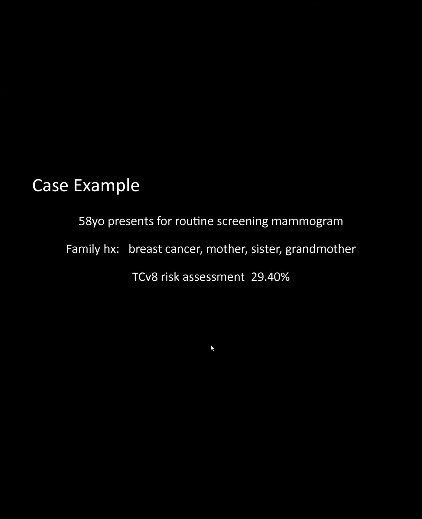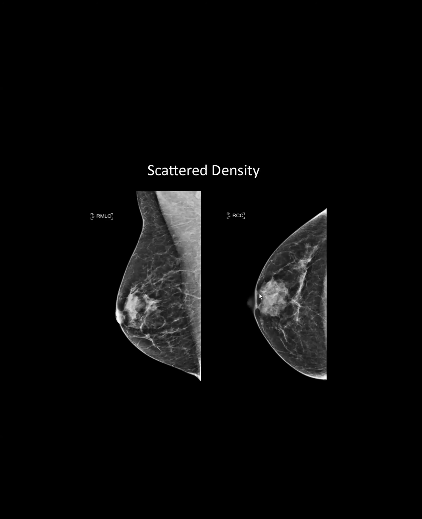So another case example, a 58-year-old female presents for a routine screening mammogram. She has a family history of breast cancer in her mother, her sister, and her grandmother. And Dr. O'Hara talked to you about the Tyrer-Cuzick risk score. And in this case, because of multiple factors that she answered on the questionnaire, it came up that her risk is at 29.4%.